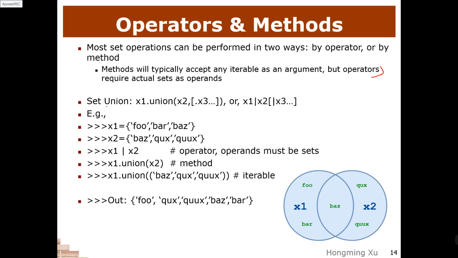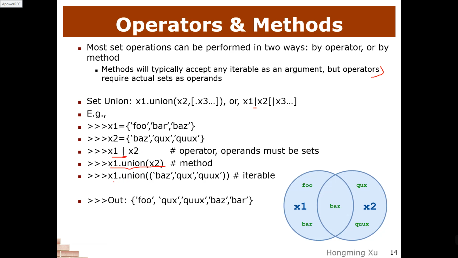Let's see the union of sets. In mathematics, as we learned in middle school, if we have two sets, we can compute the union of the two sets. Similarly, in Python programming, we can compute the set union by the union function or by the OR operator. For example, we define a set x1 and another set x2. Each of these sets has three elements, and these two sets share the same element baz. Now we can compute the union by this OR operator, or we can use this method. Both produce the same result.